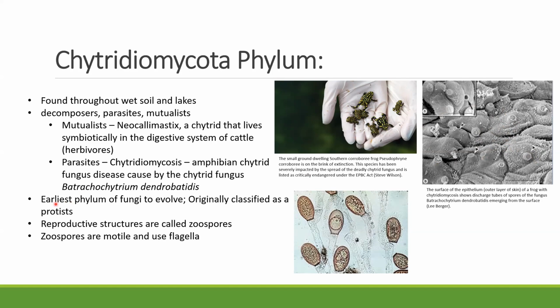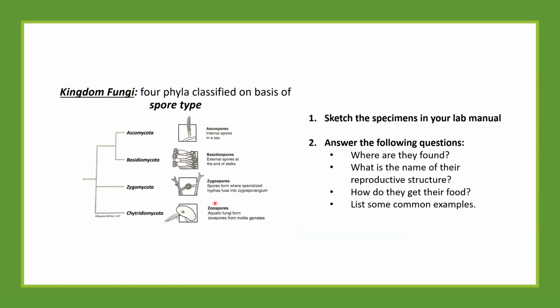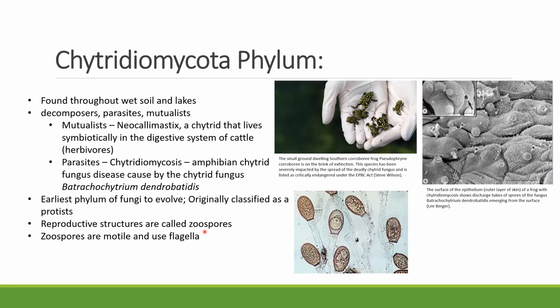So these are the earliest phylum of fungi to evolve. They were originally classified as protists. However, they are not protists, they are fungi. Their reproductive structures are called zoospores. Remember, there's an image here that shows this reproductive structure. And zoospores are motile and they use a flagellum. This is an image of the phylum Chytridiomycota. I don't know why I always have trouble with that word.